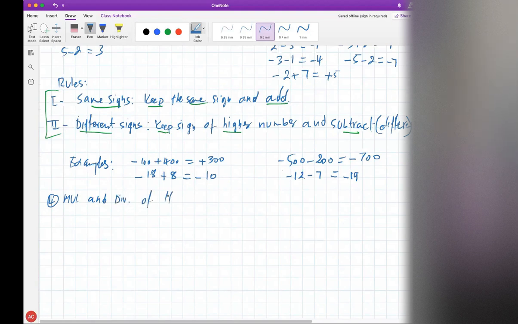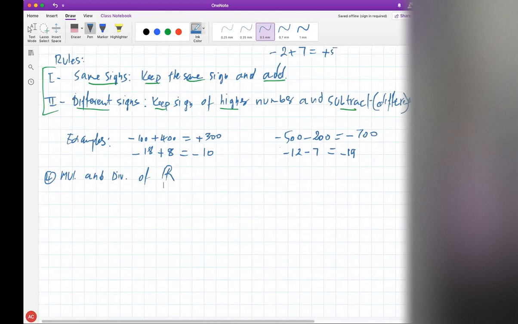Okay, multiplication and division of real numbers. The rules here are simple. I believe everybody knows them. When you times any two negative signs, it will always be positive. That's right. So for multiplication, that's universal. Everybody knows it. We know this from, I believe, second grade or something. So if you times a negative and a negative, it's always positive.